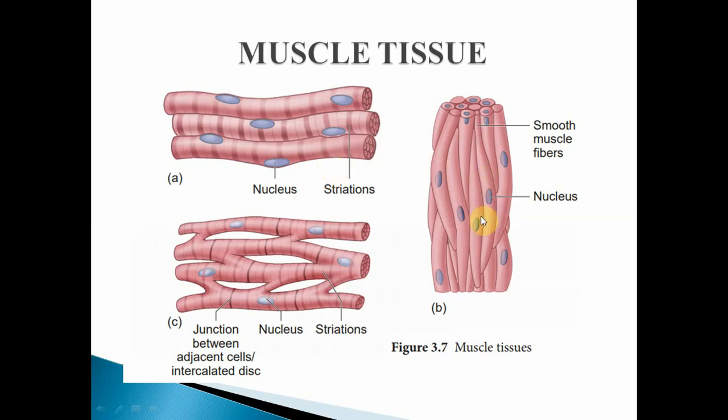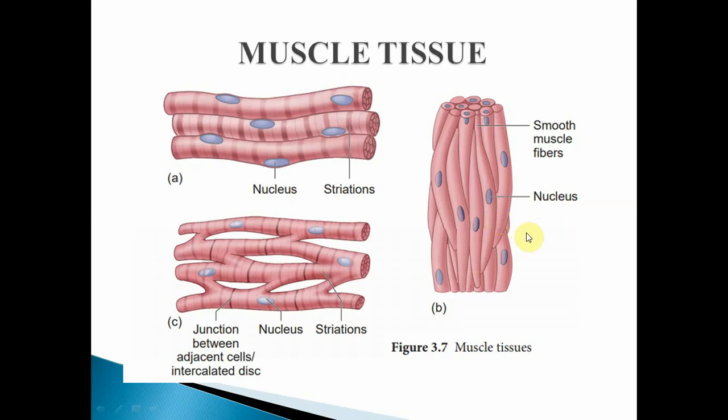Next we come to smooth muscles, that is number B. Number B is known as smooth muscles because, see here, the muscle fibers have no dark bands. The muscle is smooth because it has no dark bands or striated marks on its fibers, for which it is known as smooth muscles, or unstriated muscles.